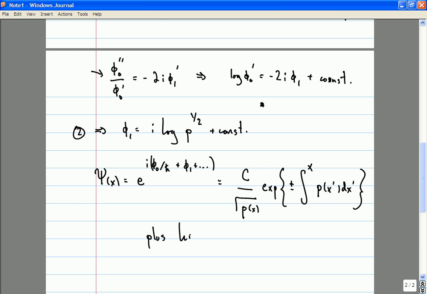Plus, of course, higher order corrections. Any questions on this derivation? You guys have seen this before in principle?